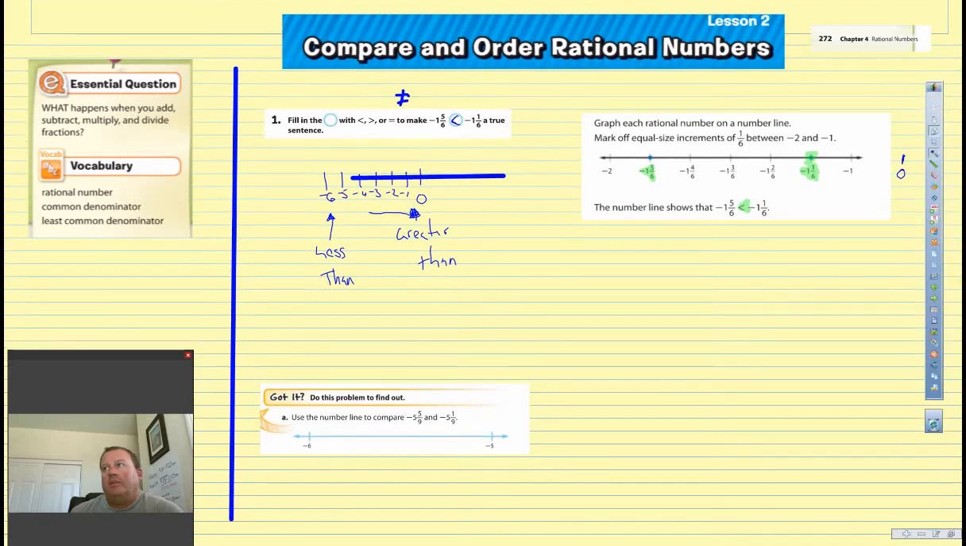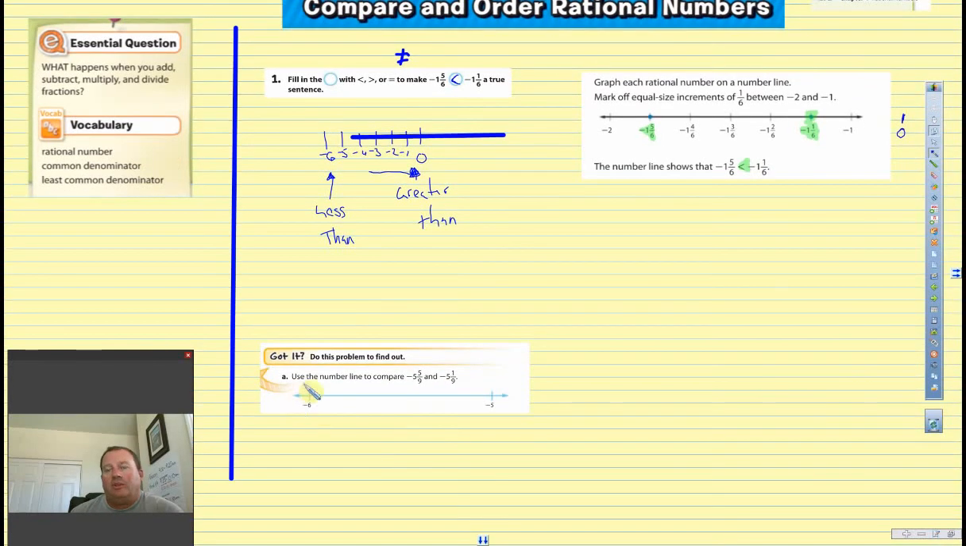What I want you to do next is go ahead and use the number line to compare these two numbers, negative 5 5/9 and negative 5 1/9, and tell me, is negative 5 5/9 greater than, less than, or equal to?